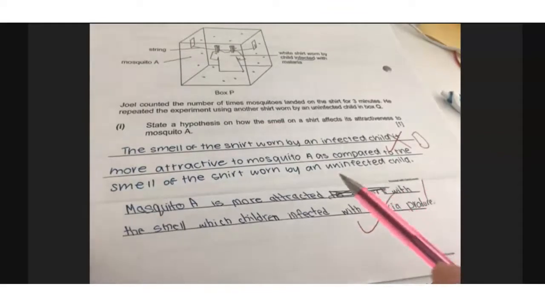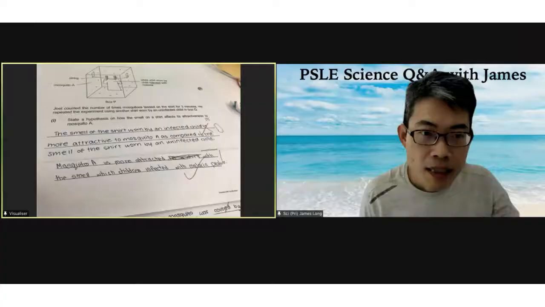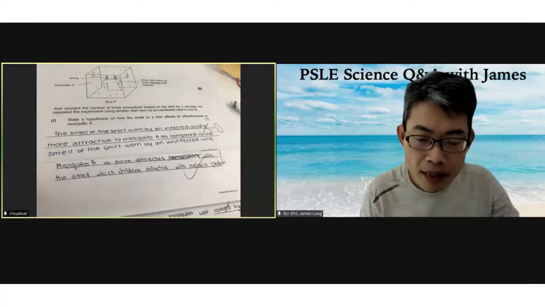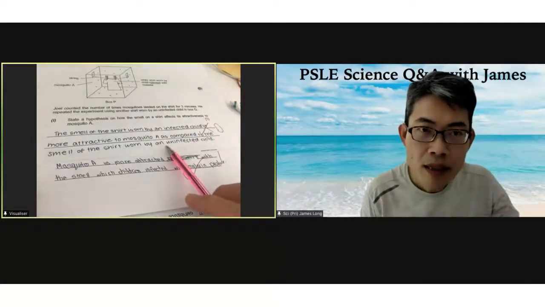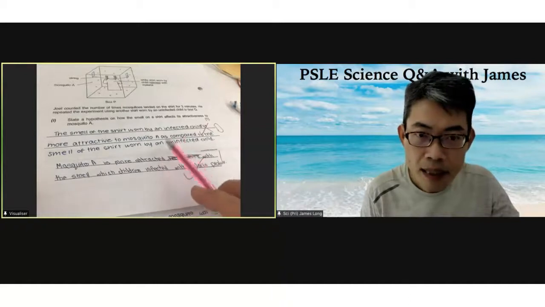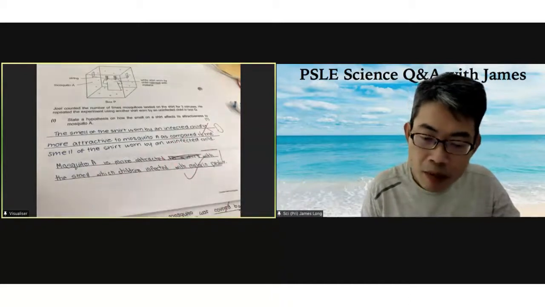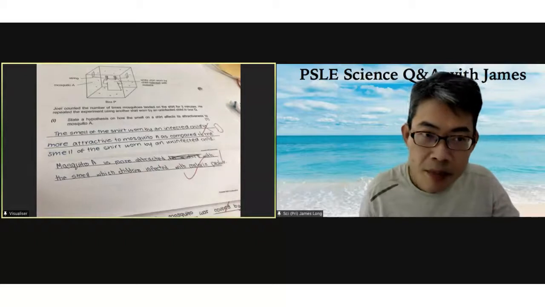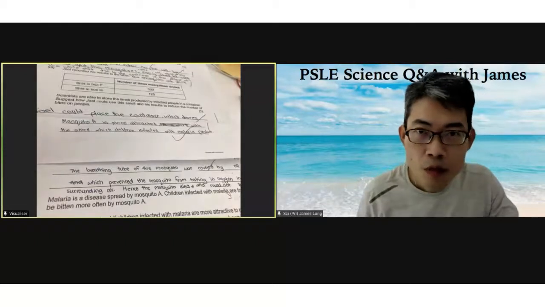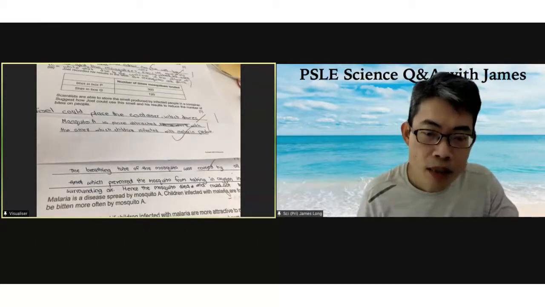Can you tell what is missing in this answer? And if you talk about malaria being absent here, you are absolutely correct. Right? Malaria is absent here. And why must malaria be mentioned? We talk about that in the aim. Now we move on to the next part of the question.